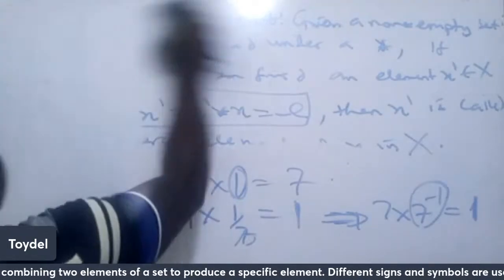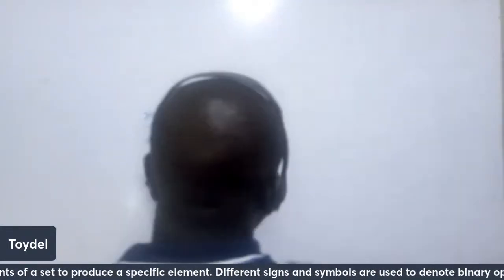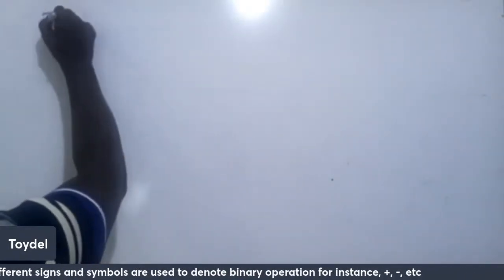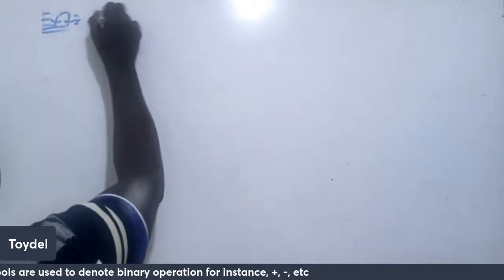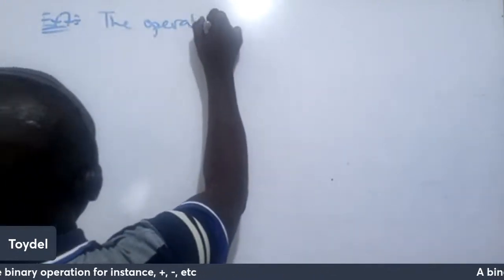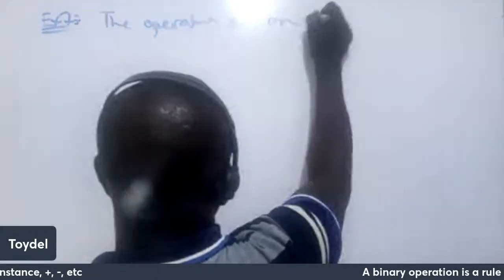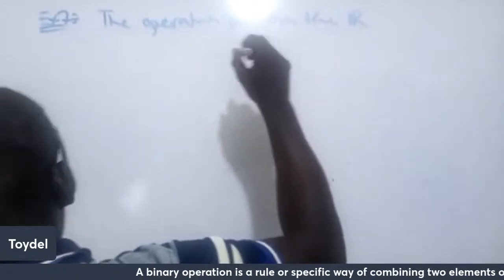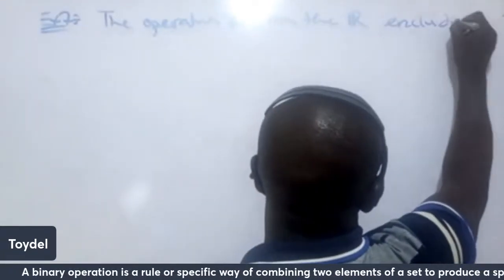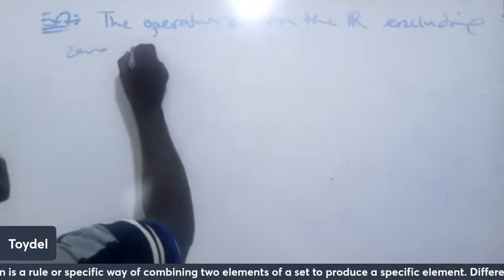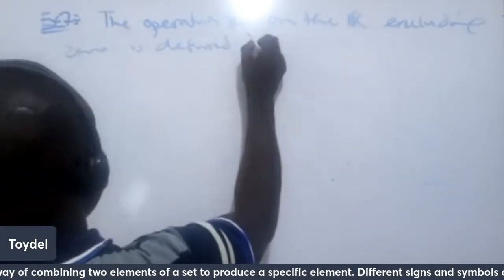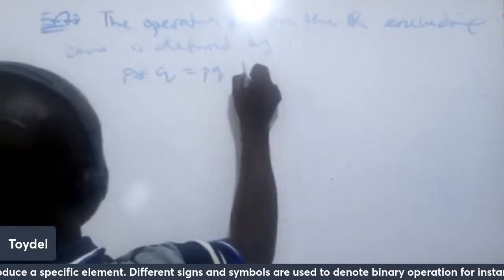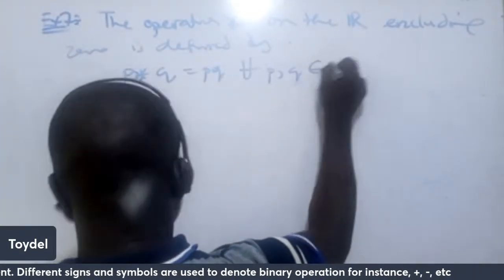So I'm going to give an example now. After the example, we can close the class. So let's say example 7. The operation asterisk on the set R, set of real numbers excluding zero, is defined by P star Q to be equal to PQ for all P, Q belonging to R.